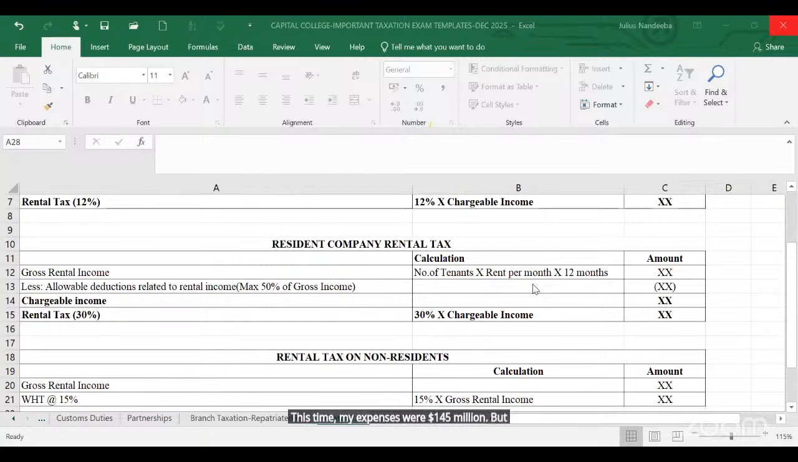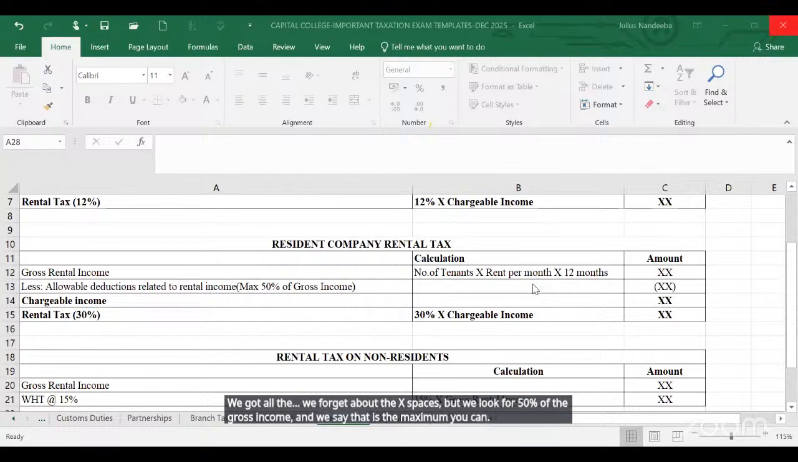But what if this time my expenses were only 45 million? But when I calculate half of my 100 million as income, half is 50. What do I claim as expenses? 45 or 50? I claim the actual expenses this time because they are not able to reach 50%. So when the expenses are less than 50%, you take the actual expenses. When they are more than the 50% of the gross income, we forget about the expenses, but we look for 50% of the gross income, and we say that is the maximum you can claim.